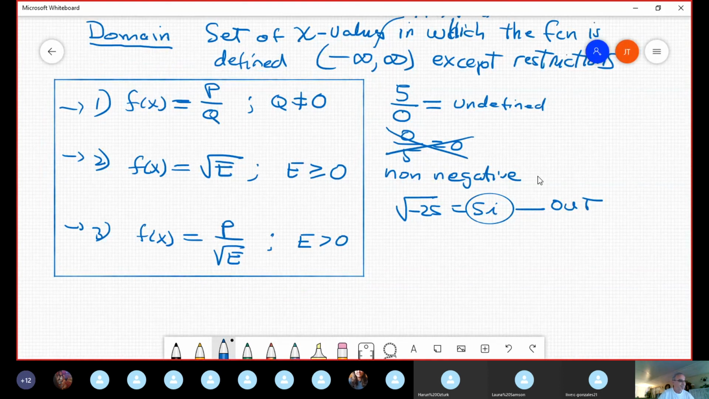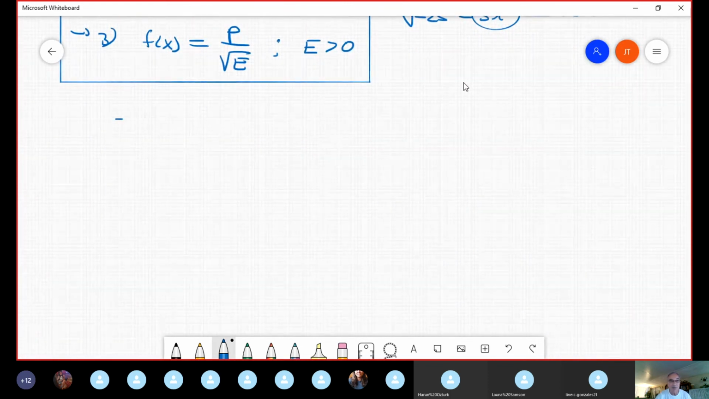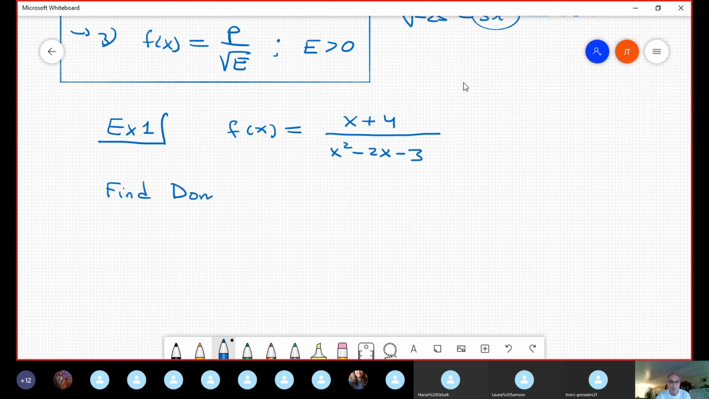However, I want to complicate your life using combinations of these restrictions. Let's do, I don't know, 1, 2, 3 examples. Example 1 of the domain, in which I give you an equation and you need to investigate the domain. That's the idea: no graphic, just the equation. The equation is given. Suppose f of x is equal to x plus 4 divided by x squared minus 2x minus 3. So my question is, find the domain.